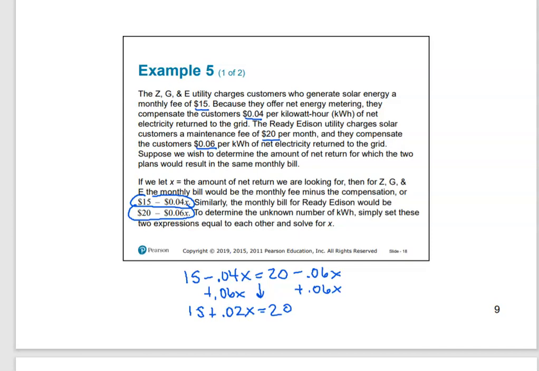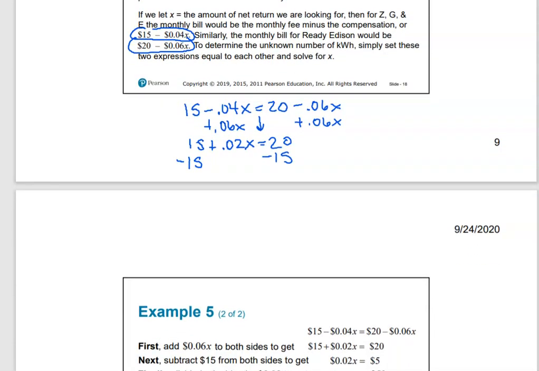Okay, then remember that we're going to go to the side with the x on it. We're going to get rid of the thing that's not connected to the x, so we would subtract 15. Okay, and then that would bring down my arrow. 20 take away 15 would be 5. 15 minus 15 is 0, so 0.02x would be on this side. We need to divide both sides by 0.02. These would cancel out, and we'd get x is equal to 5 divided by 0.02.